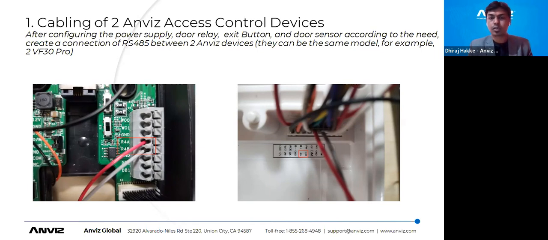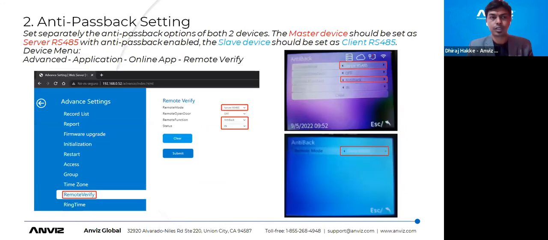So you can just configure the connection. You can do the connections of the RS-485 pins, and once you connect the RS-485 connections, then you need to go for further configuration. Now, what is the further configuration? To use the devices for the anti-passback feature, you need to set the device mode as well.